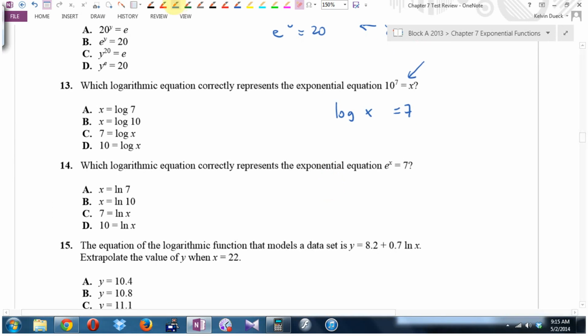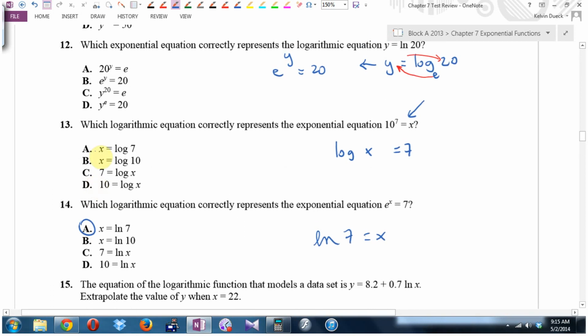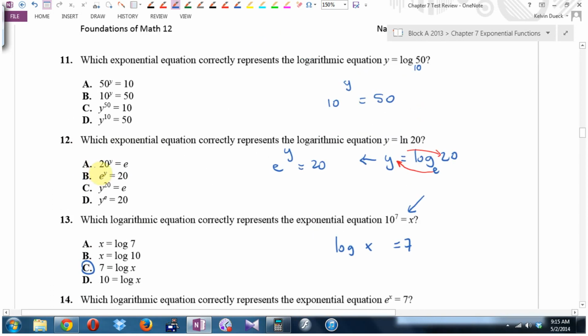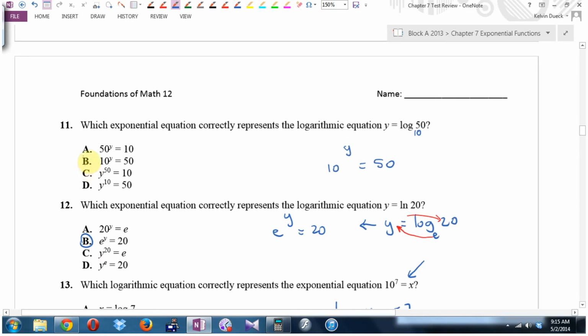This next one then is going to be log base e of 7 equals x, except log base e is typically written as our friend ln. So that would be A, C, hopefully that matches the answers in the back, to e to the y equals 20, B, and 10 to the y equals 50, B. Okay. Any other questions from the multiple choice?